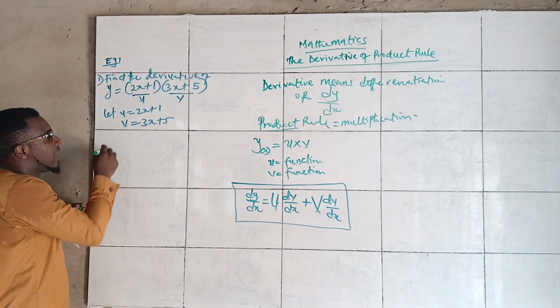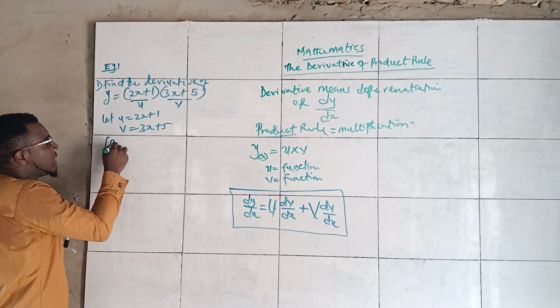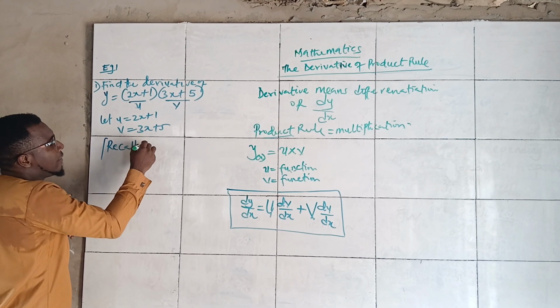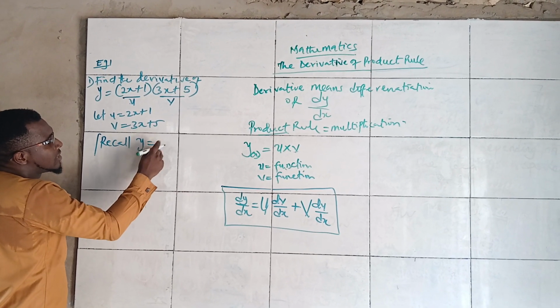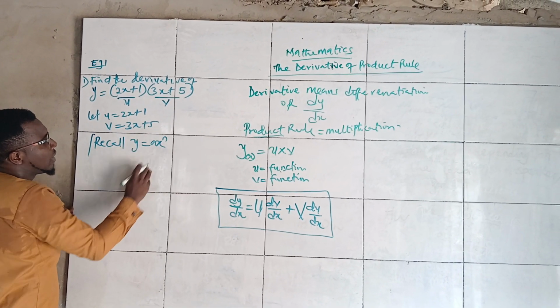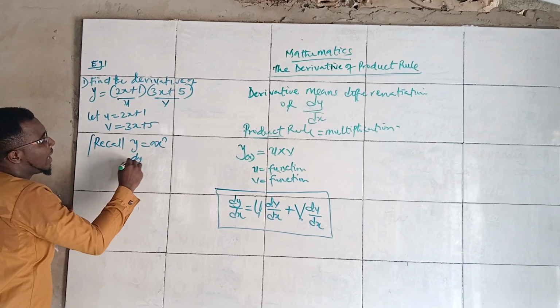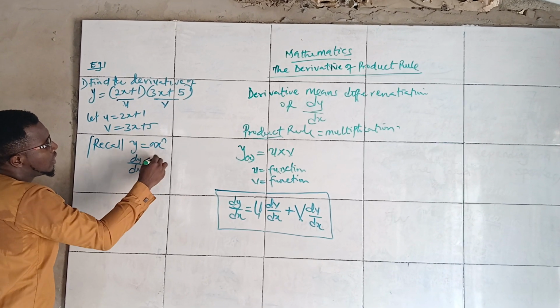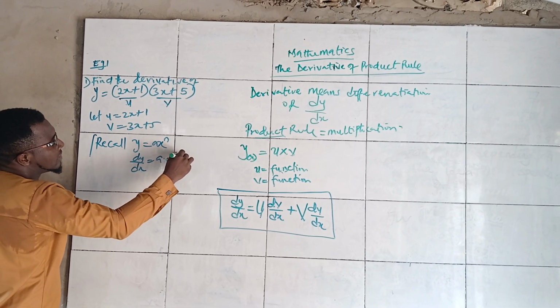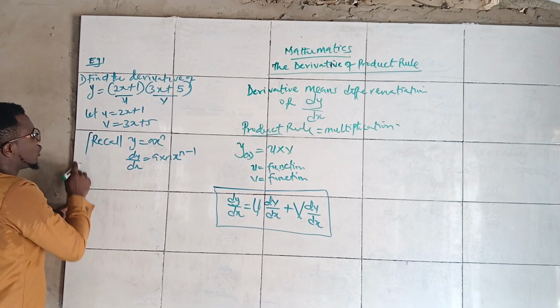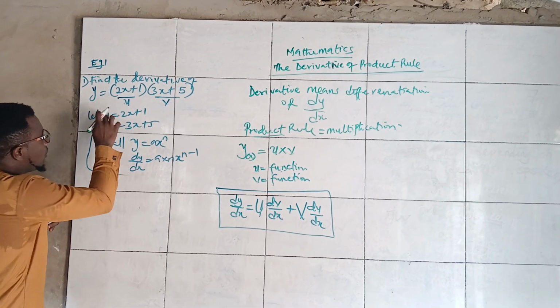You know the general formula for derivative. Let me remind you, when you have y, a function of x, that is equal to a x raised to the power of n, what you do is that dy over dx is going to be equal to a multiplied by n x to the n minus 1. Are we together?